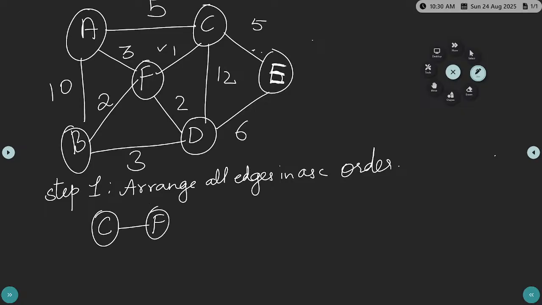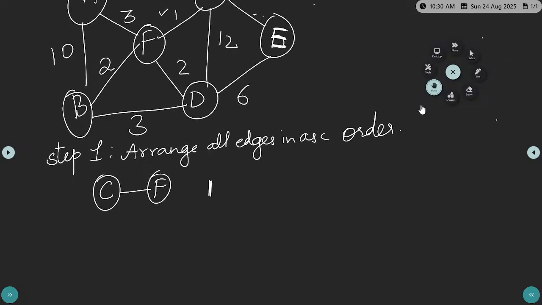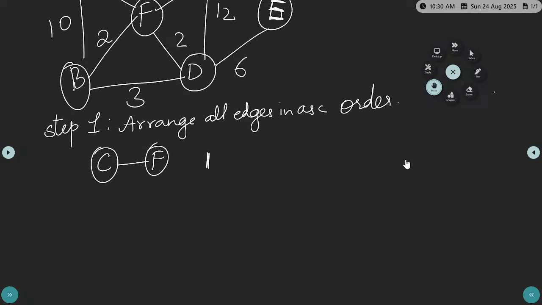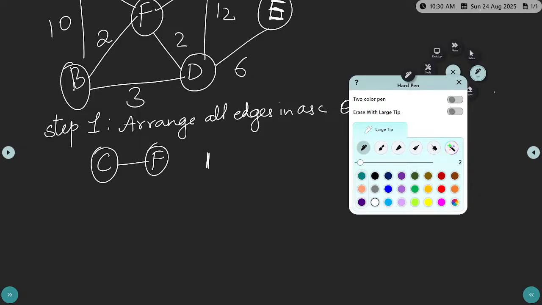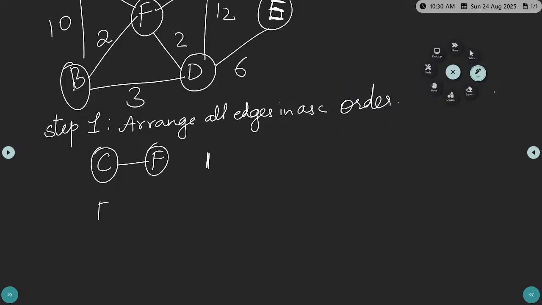The cost is 1. I am making a table. C to F, the cost is 1. Done. What is the next least cost? It is ascending order, right? What is the next least cost? See, the next least cost is 2, that is F to D, which is 2, and F to B, which is 2. Next one, B to D, the cost is 3, and A to F, the cost is 3.